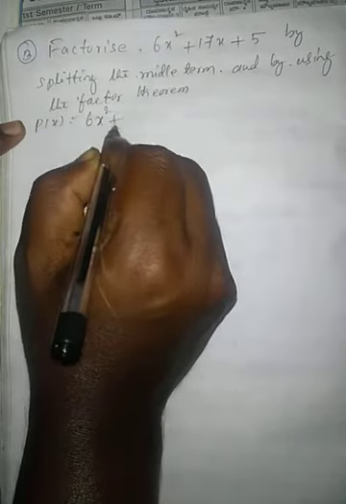Dear children, you already know how to split the middle term from class 8th standard. Today, once again I am going to explain how to split the middle term and also factorize the given polynomial by using the factor theorem. Let us take the given polynomial p of x is equal to 6x squared plus 17x plus 5. The coefficient of x squared is 6.